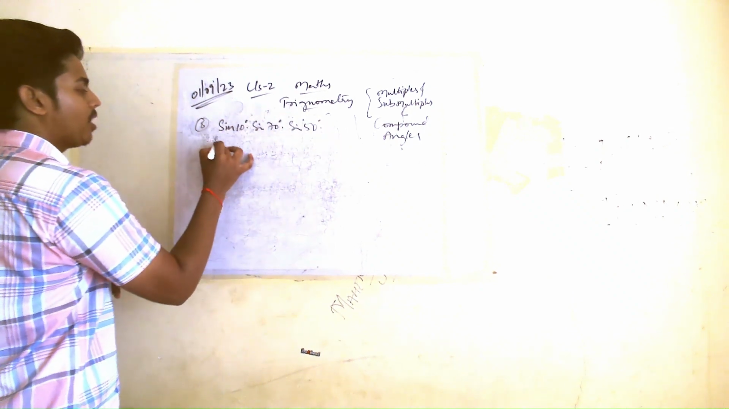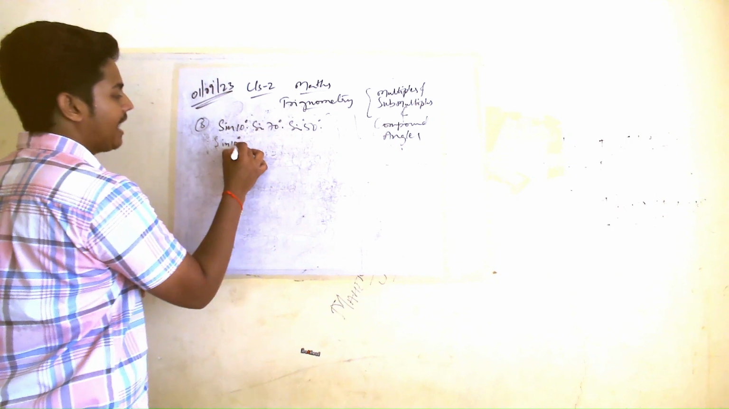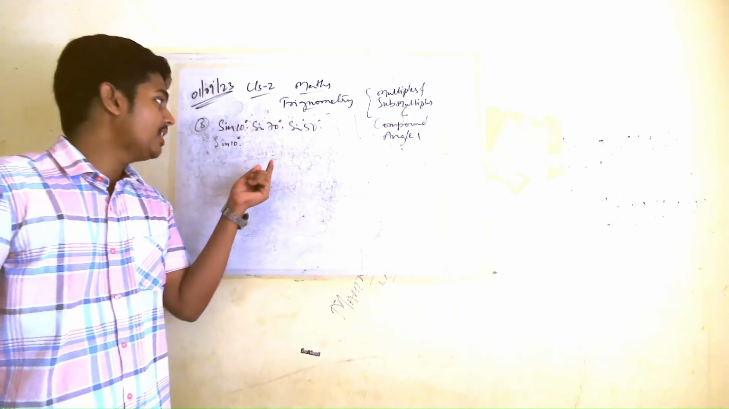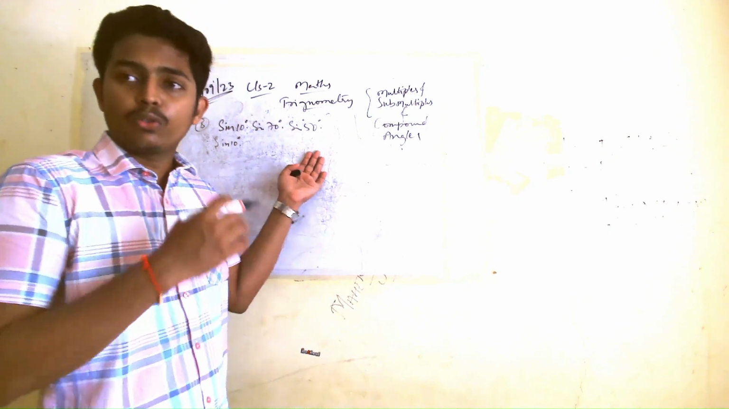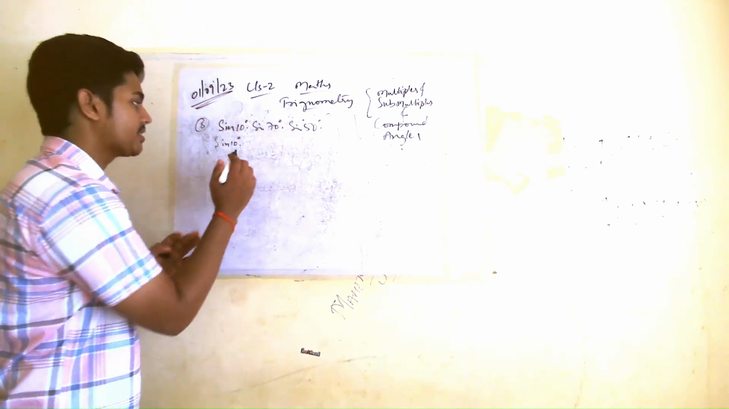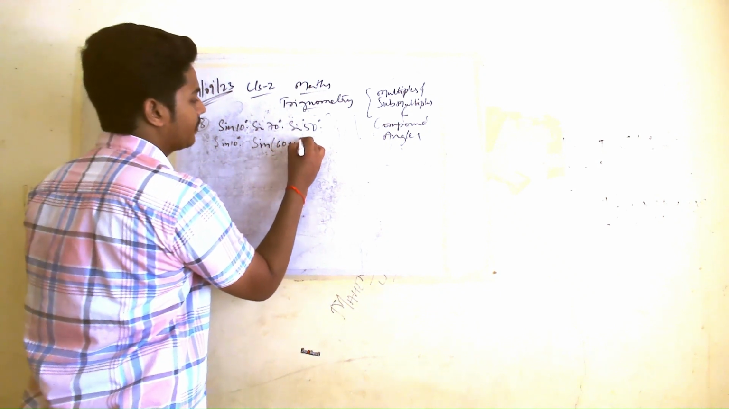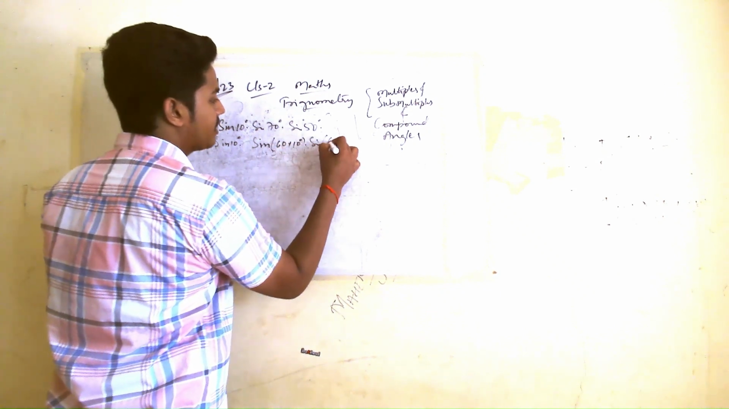For this problem, I am taking sine 10, that is 10 degrees, as my reference angle. I don't know 70 and 50 directly, so I'll convert those 70 and 50 in terms of this 10 degrees. See, sine of 60 plus 10 degrees, and sine of 60 minus 10 degrees.